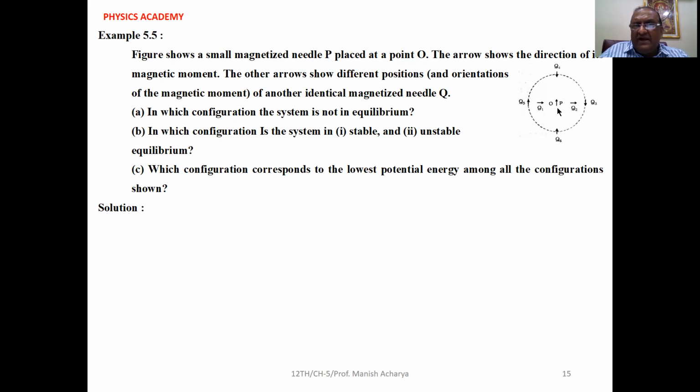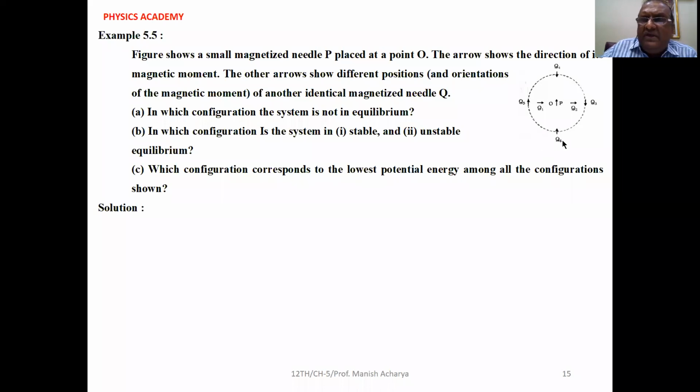See here, one dipole is P, and another dipole Q is placed at 6 different positions, Q1, Q2, Q3, Q4, Q5 and Q6. Now, for this particular arrangement, we have to give these answers. Clear the question?